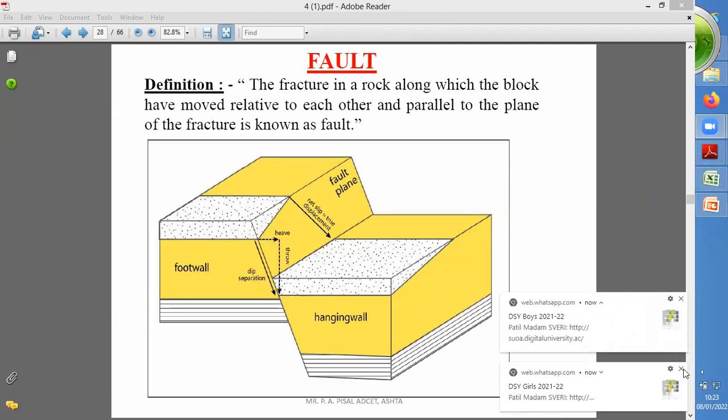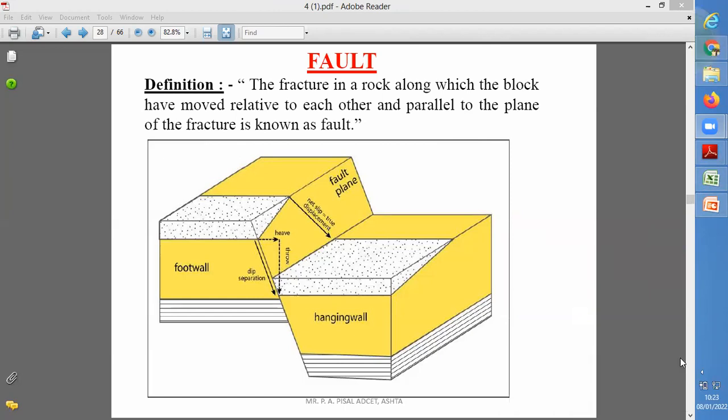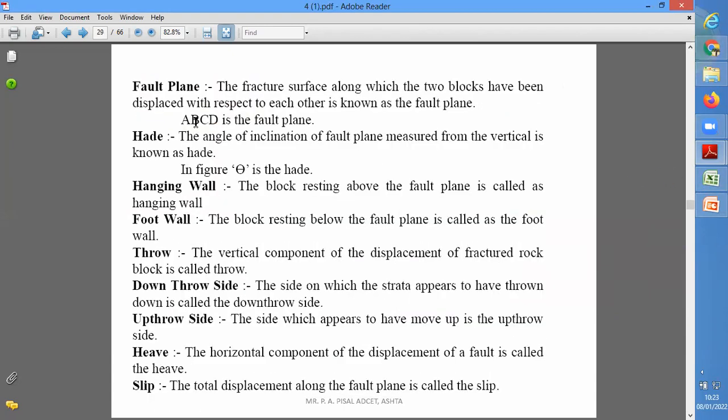Okay, now in the fault, the first term is the fault plane. Okay, fault plane. Fault plane means the fracture surface along which the two blocks have displaced with respect to each other. That fracture plane or fracture side is considered as a fault plane.